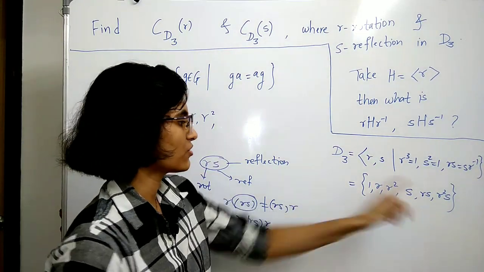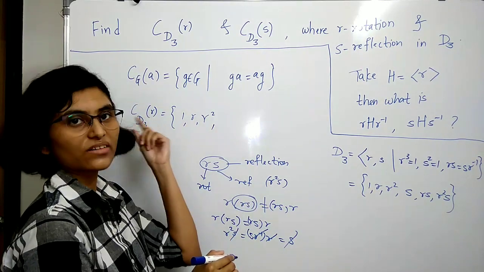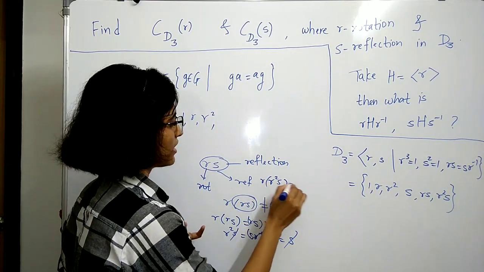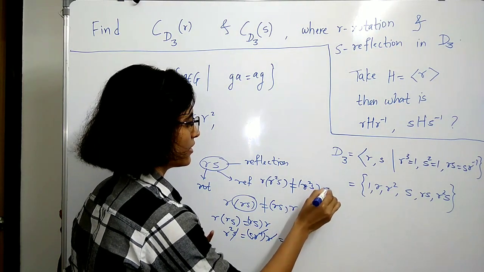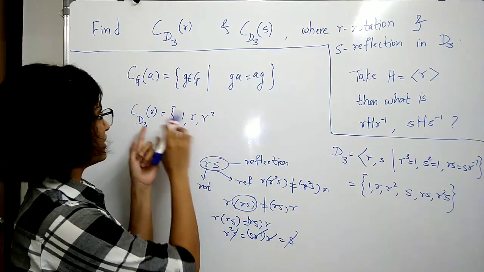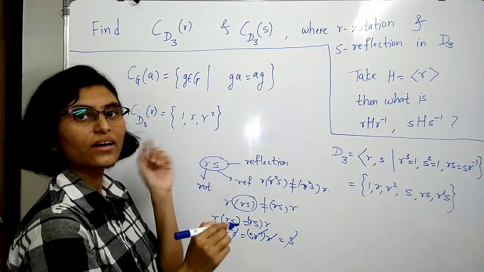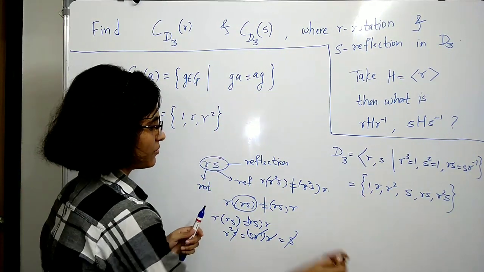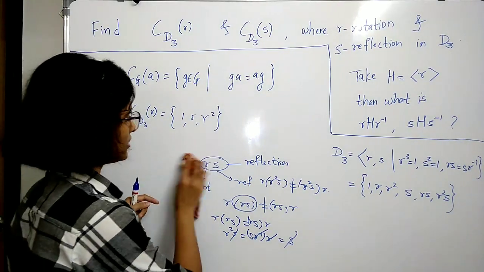Similarly, we can show that this R square S will not commute with this R. That means R times R square S is not equal to R square S times R. So we have this centralizer of R in D3 is just equal to {1, R, R square}. Now similarly find out this centralizer of S in D3.